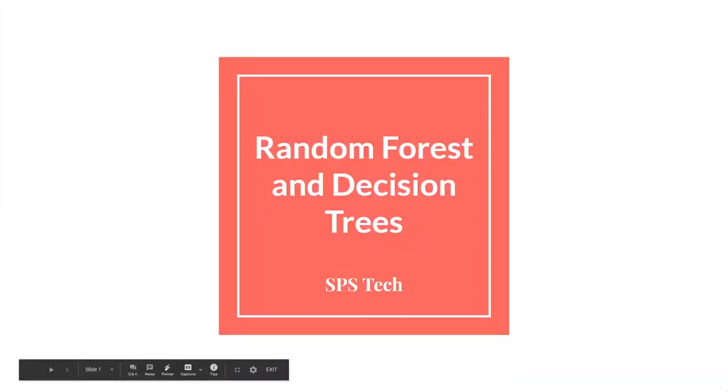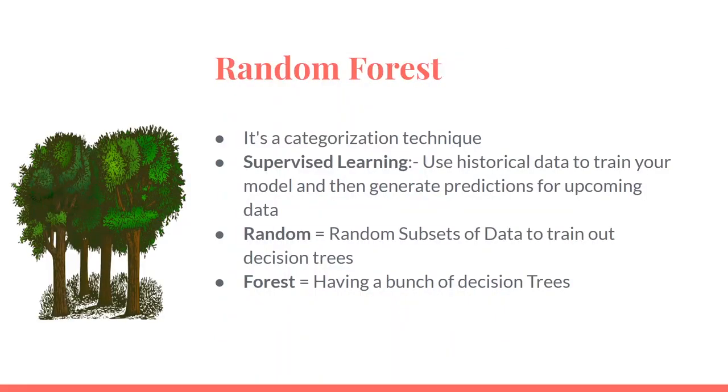So friends, welcome to Introduction to Random Forest and Decision Trees. So friends, random forest is basically a categorization technique, which means if you have a large set of data and you want to categorize it into some fixed categories, this algorithm can help you achieve that. It comes under the section of supervised learning. What is supervised learning? Supervised learning is that section of machine learning where you use historical data to train your model and then generate predictions for upcoming data.